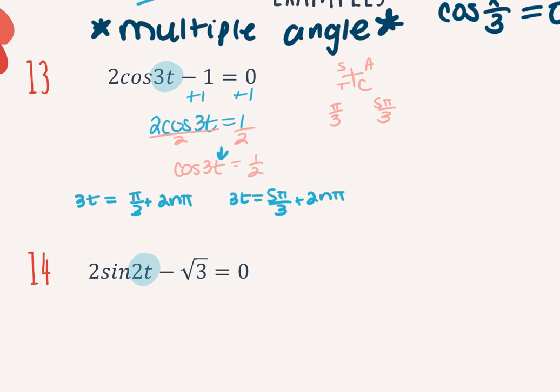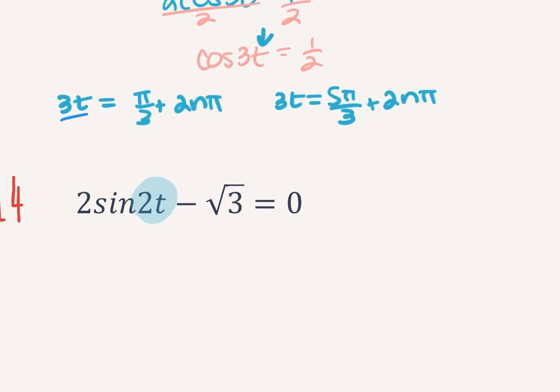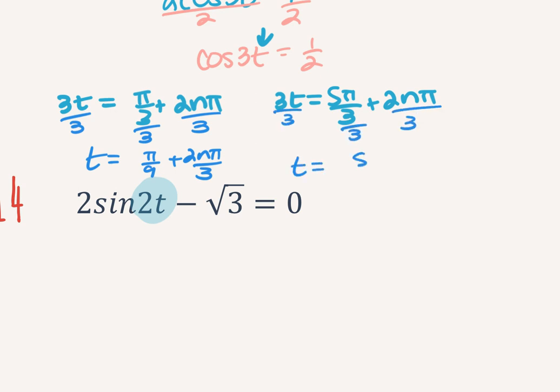So the last thing I have to do is divide everything by 3, or multiply by a third. This is pi over 9 plus 2n pi over 3. And then divide everything here by 3, and I'd get t equals 5 pi over 9 plus 2n pi over 3. So those are your two answers, okay?